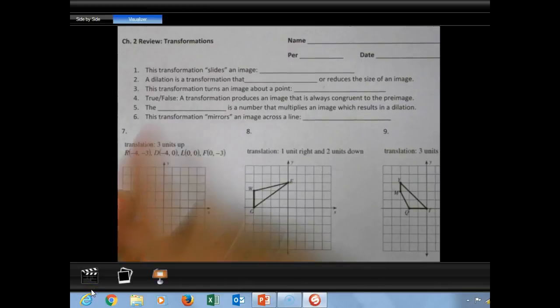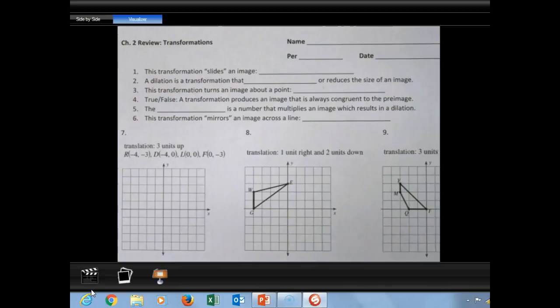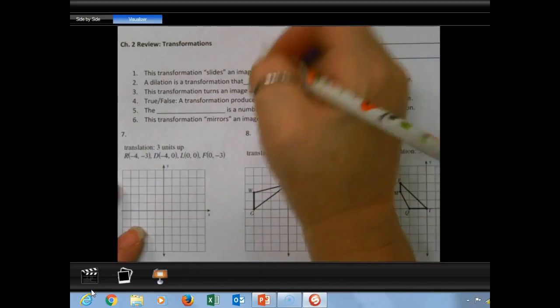All right, so what is a transformation that slides an image? You guys should have your notebooks out, and you should be looking back in your notes to try and answer this question. Who can tell me that answer? Translation. Thank you. Good job, Jasmine.